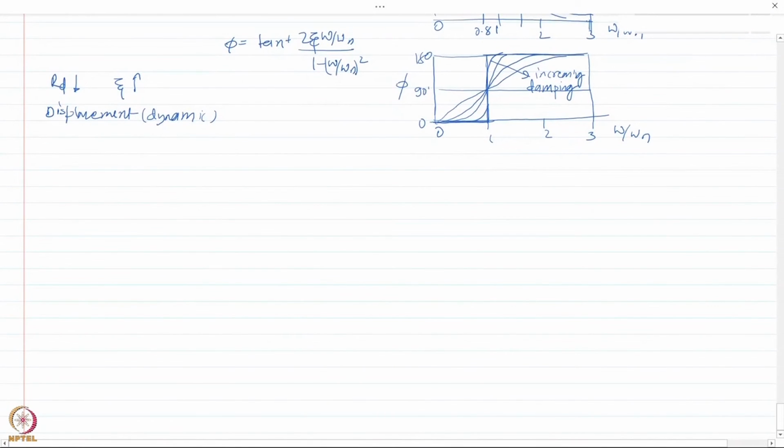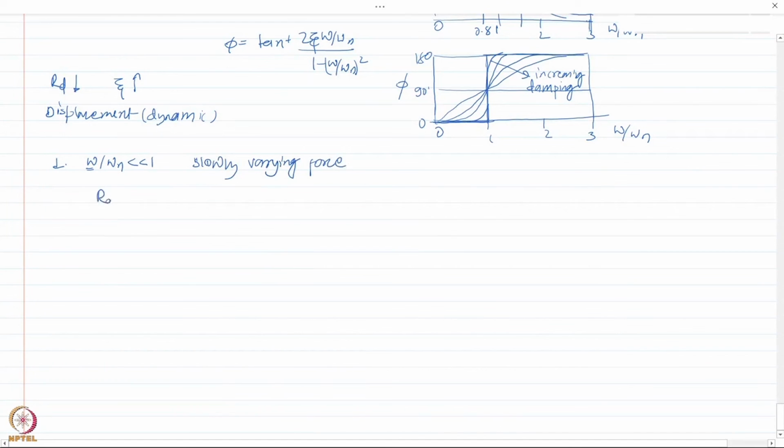So let us consider three cases. In the first case, I would consider a case where omega by omega n is less than 1. That means that this forcing frequency is very small. Frequency small means what? It is a slowly varying load. So I can say that it's a slowly varying excitation or force. Now what happens in that case?